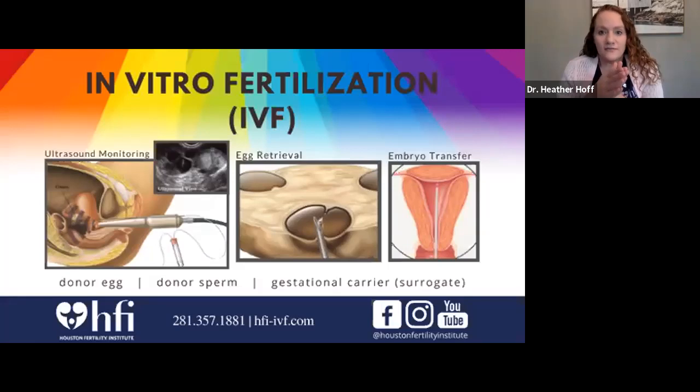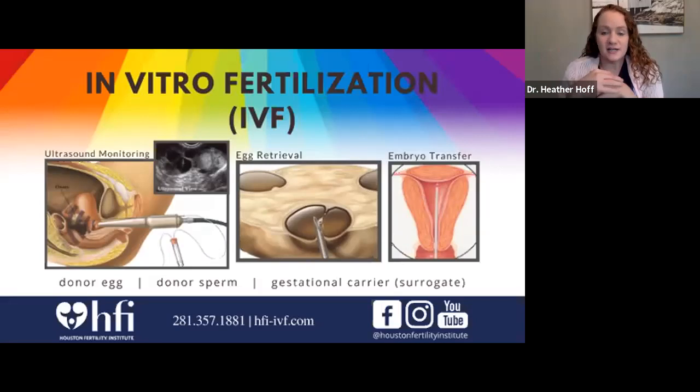The process involves growth of multiple eggs at the same time in the ovary, collection of those eggs, fertilization of those eggs, growth in the lab where an embryo is created and they're grown for 5 days, and then transfer into the uterus. So I'm going to back that up and take that step by step.